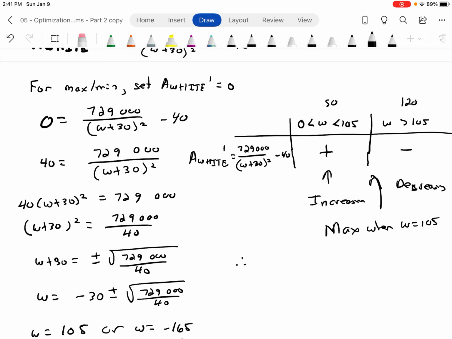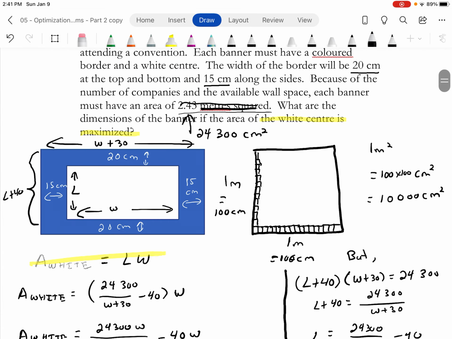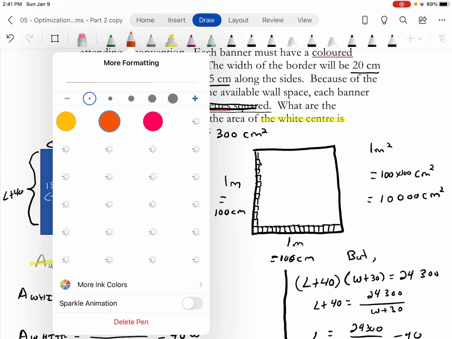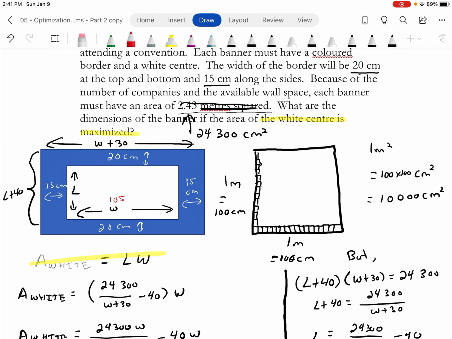So therefore, to answer the question, the banners should be, now be careful here, 105 is the width of the white part here, back up to here. This here, and I'm going to do it in red, it's just right in here, this should be 105, this width right there. But it says, what should the dimensions of the banner be?